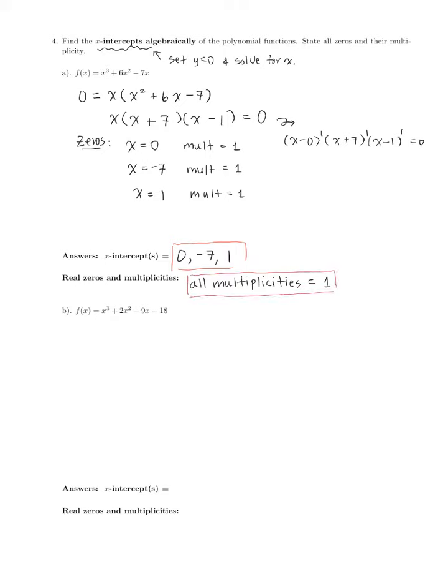All right, now let's go to part B. So we're still going to have to find the x-intercept, and we need to determine the multiplicity at each of the zeros. So let y equal 0, and then you need to solve for x. So we have 4 terms going on here for this function f of x. So maybe let's try factor by grouping. Group up these 2, group up those 2.